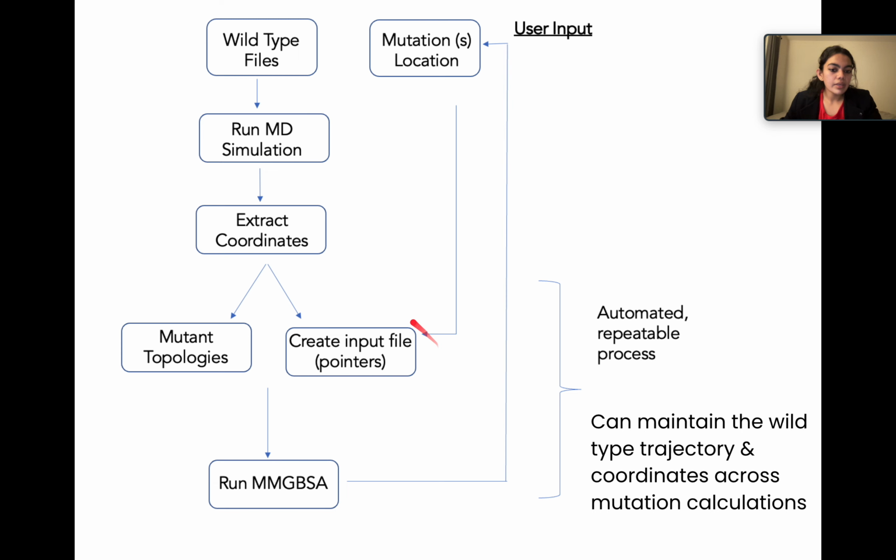Now, the reason I say we only need to automate these last three steps is because we can actually maintain the wild type trajectory and coordinates across all of our mutations. So we don't need to repeat these steps every time we have a new mutation to study, which is great because that will speed up our calculation time.